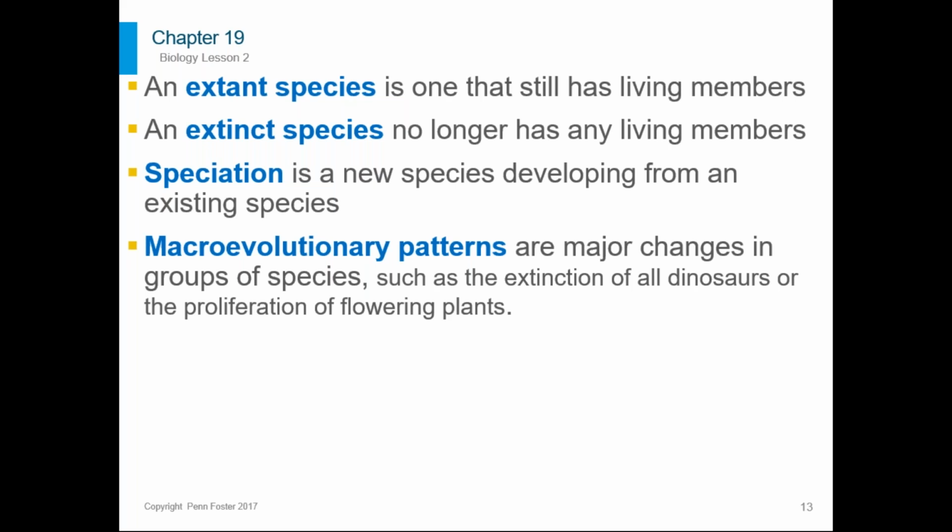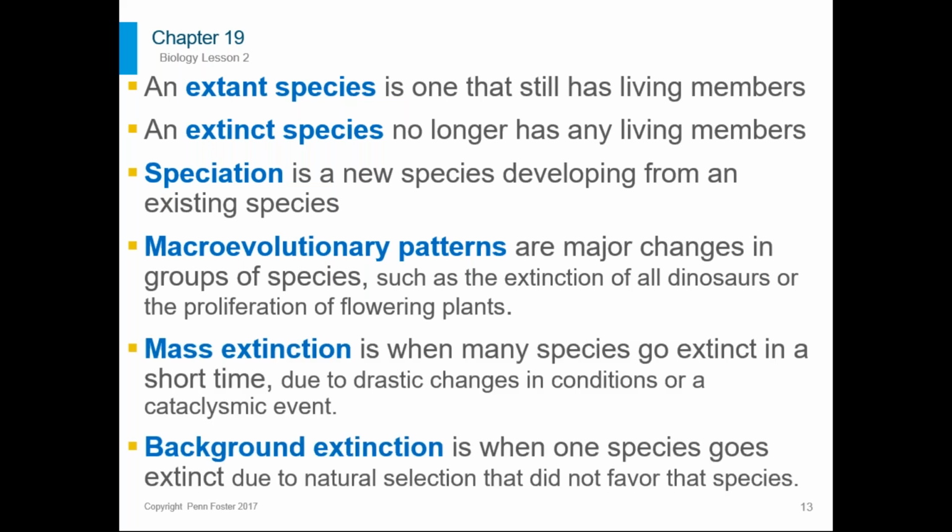Macroevolutionary patterns are major changes in big groups of species. So we're not just talking about one changing or dying off, we're talking about major kind of global or at least regional changes. Examples would be the extinction of all the dinosaurs, lots of different species. They're gone, things are changing. Flowering plants taking over the world. That was a macroevolutionary pattern.